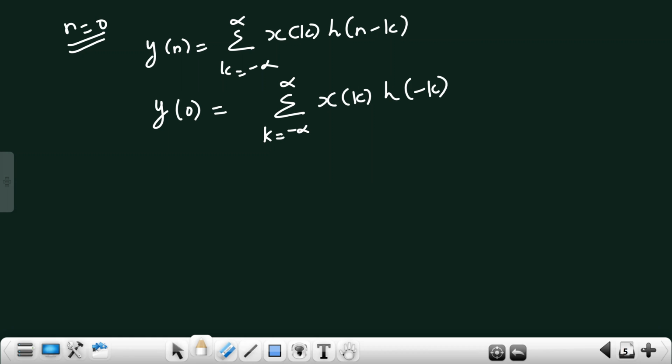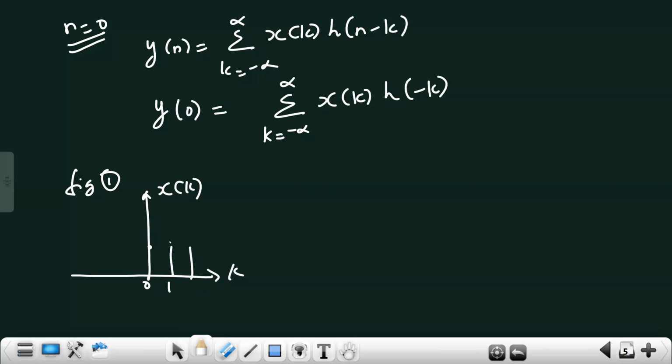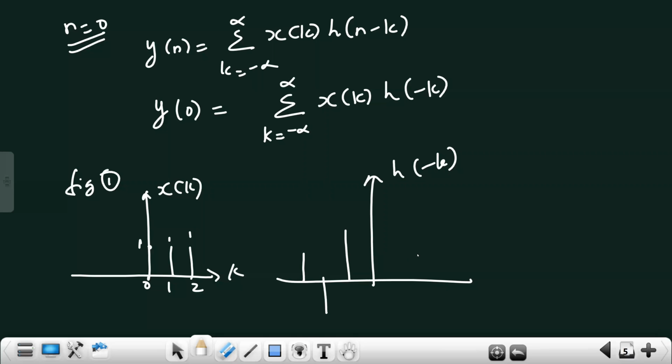So as of now, I'll be plotting x of k and h of minus k again. This was x of k from figure number 1. Already I have got it. And from figure 2, we have already got h of minus k. This is figure number 2. Now you just multiply and add and tell me the answer.